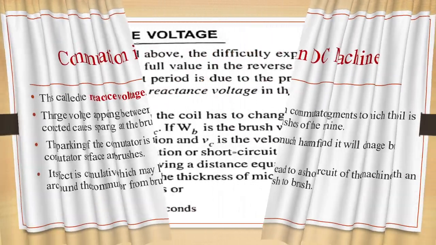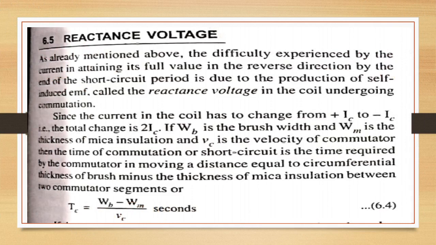Let us see in detail what exactly the reactance voltage is. The difficulty experienced by the current in attaining its full value in the reverse direction by the end of the short circuit period is due to the production of a self-induced EMF, which is called the reactance voltage, in the coil undergoing commutation. So what we are saying here is that in the short circuit period, the difficulty experienced by the current in attaining its full value in the reverse direction is due to the production of a self-induced EMF, which is called the reactance voltage.